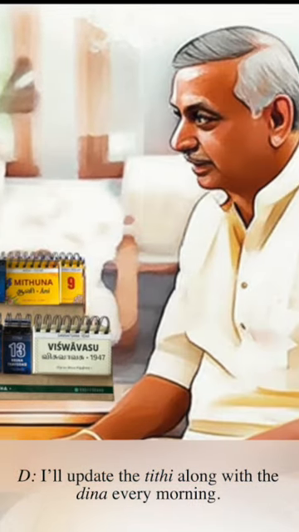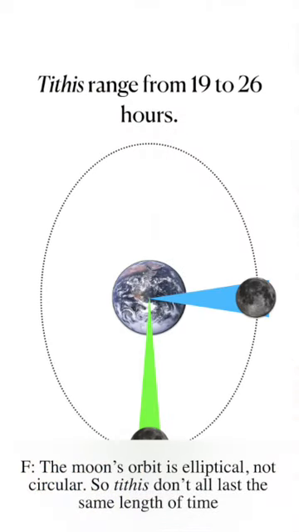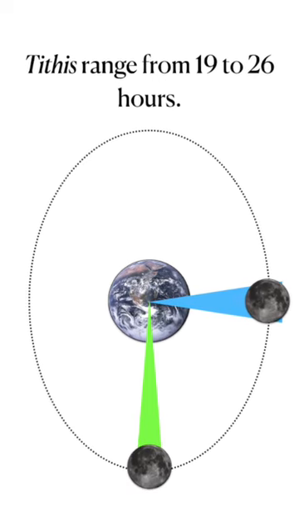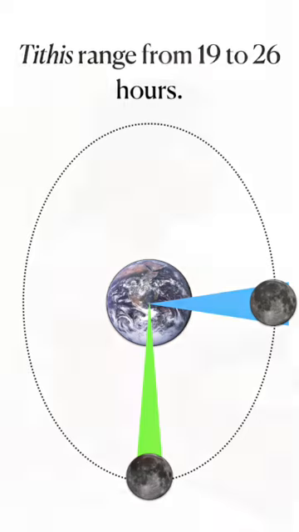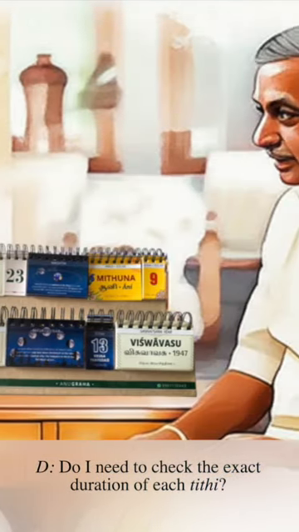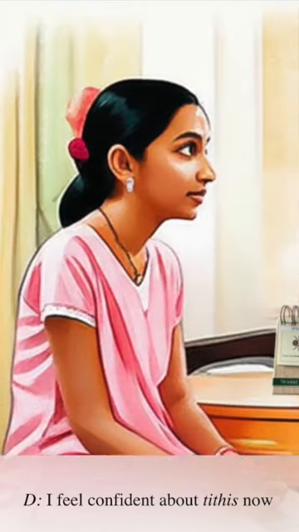Perfect. Since you enjoy astronomy, here's an extra bit. The moon's orbit is elliptical, not circular. So Tithis don't all last the same length of time. They can range from about 19 hours to 26 hours. Really? So do I need to check the exact duration of each Tithi? No, nothing that complicated. Just verify that you're tracking the correct Tithi every few days using a reference. Maybe do it once a week on Sundays, when you don't have school. That's a relief. I feel confident about Tithis now.